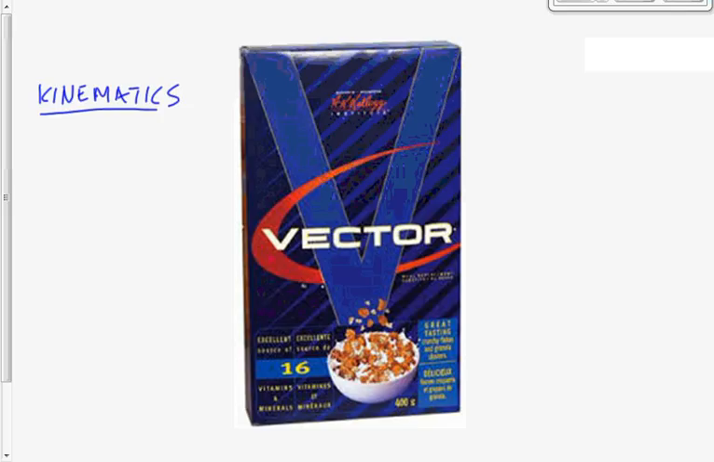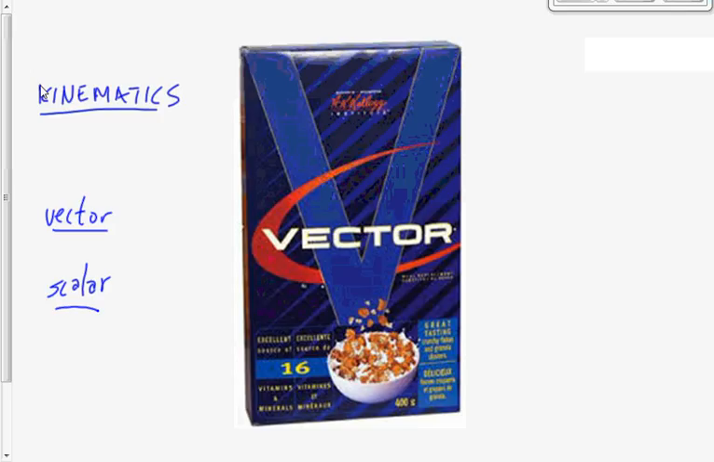Now, we defined a couple of terms yesterday. One was a vector and one was a scalar. And then we distinguished between three other terms, distance, position, and displacement, whether they were vectors or scalars. Do you remember the difference between a vector and a scalar? Your hint is on the board, right?